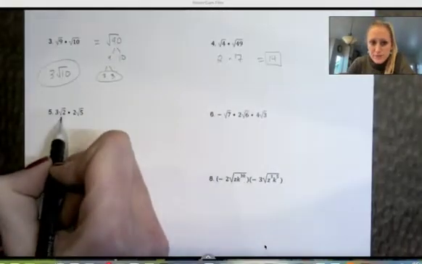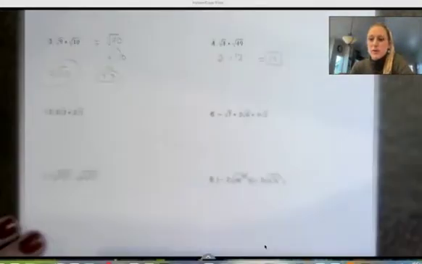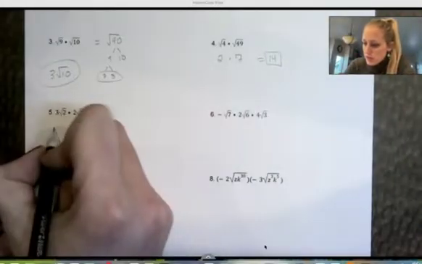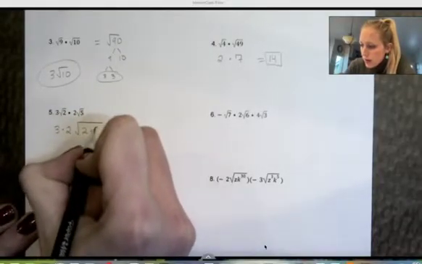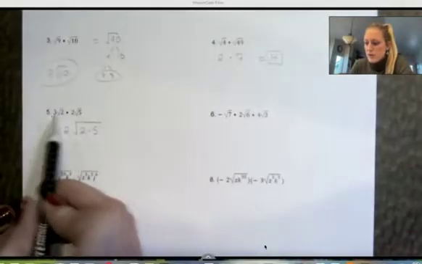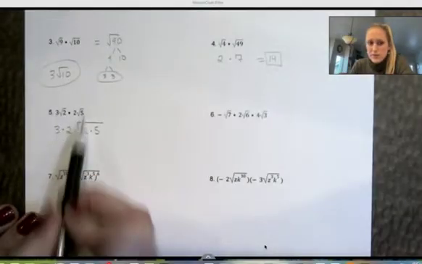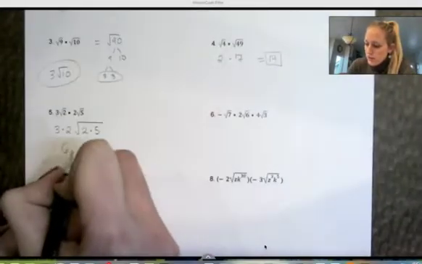Okay, here I am going to put my numbers out front together and my radicals together. So this is 3 times 2 and underneath 2 times 5. Okay, so I'm doing outside numbers together and inside the radical numbers together. So 6 root 10.